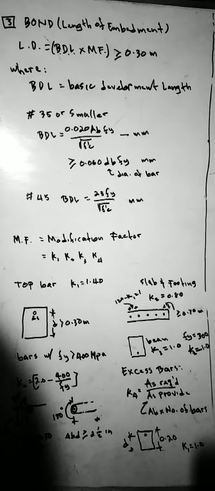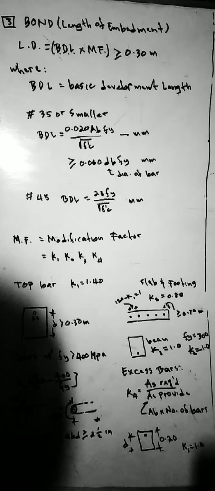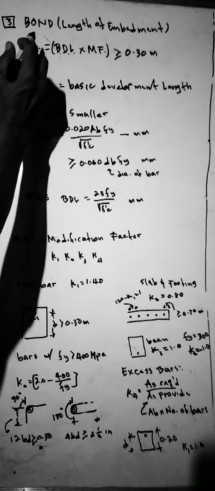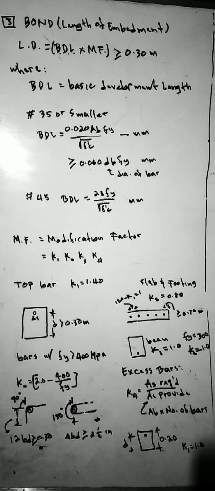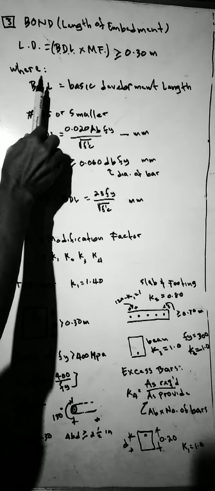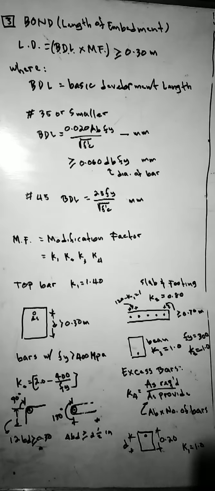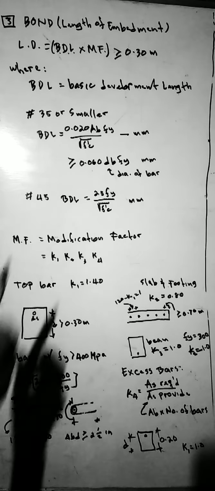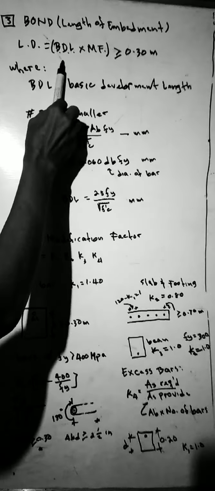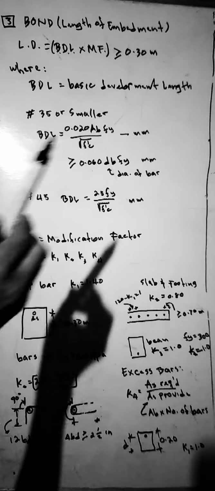Tonight, we will discuss the bond. When we say bond, that is the length of embedment. This one, length of embedment. Length of development is equal to BDL times MF, must be greater than or equal to 0.30 meter. BDL is basic development length.